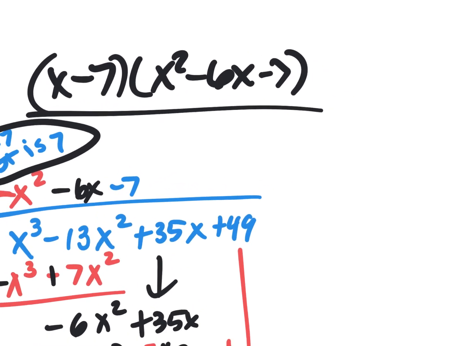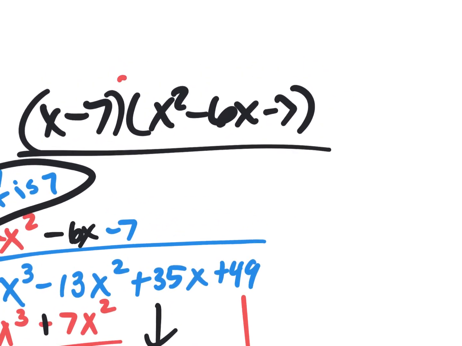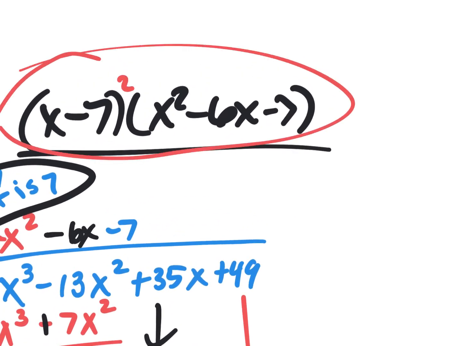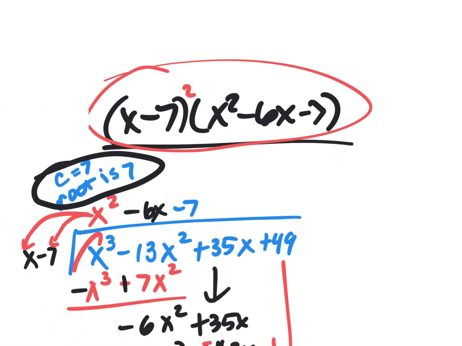Now here's another classic mistake then. They're like, oh, so I know this must be squared. And then they leave it like this. You get how they might be thinking that way? Like, oh, x minus 7 is a double root, so I'll put a squared on it. But when you multiply that out, you'd get x to the 4th. That's not x to the 3rd.